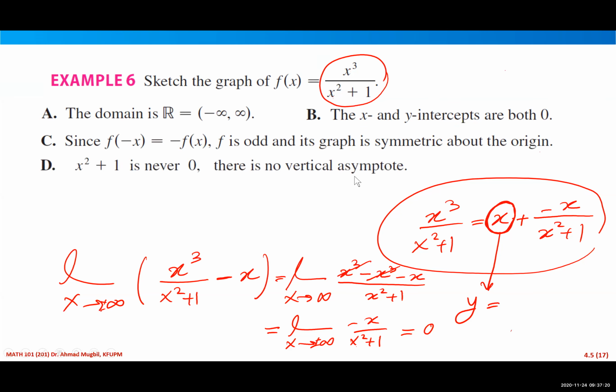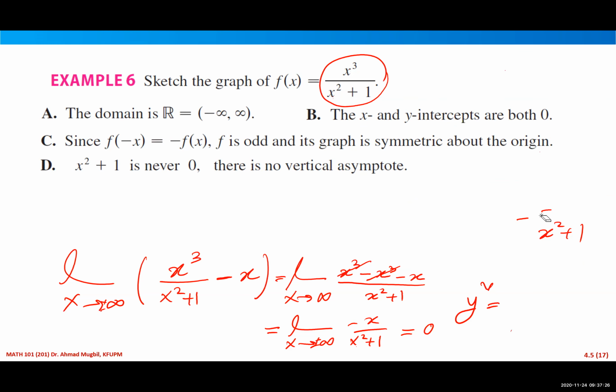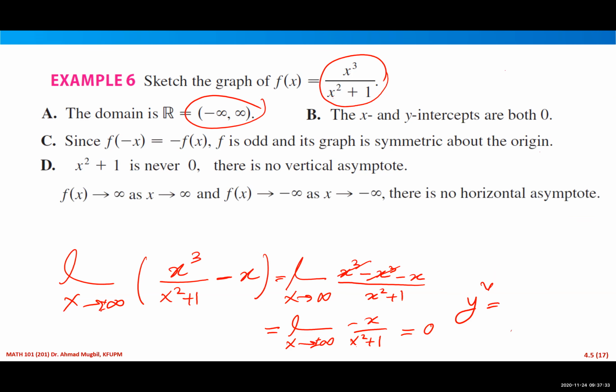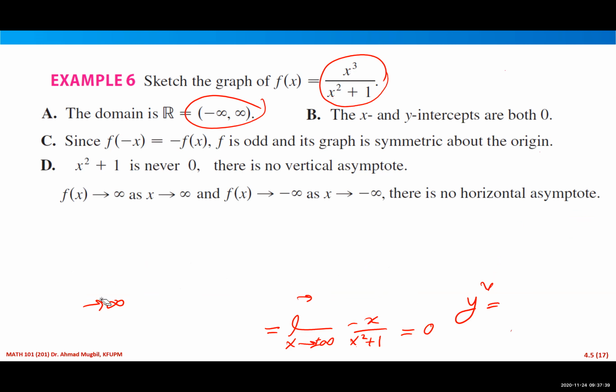What else? The denominator is never 0, so there are no vertical asymptotes. No vertical asymptotes, ya shabab. Why? Because the denominator can never be 0, since the domain is all the real numbers, so it is continuous everywhere. And now you need to know about the end behavior. What will happen when x goes to infinity or negative infinity?